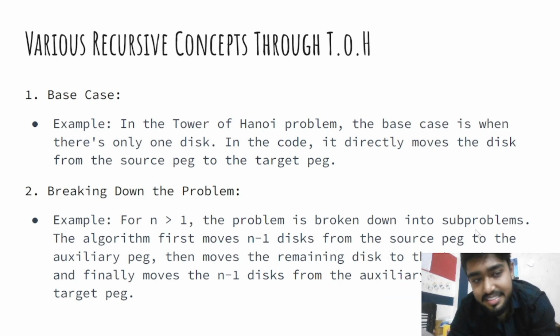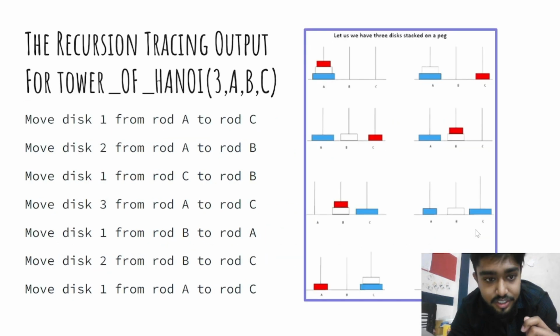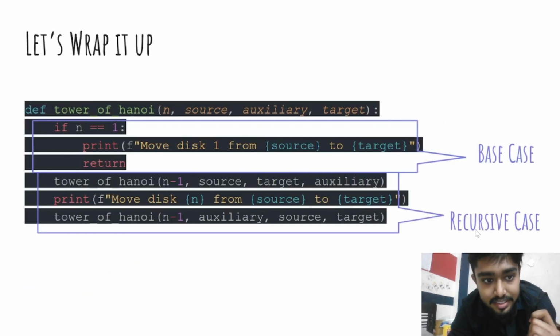Then the last section, various recursive concepts in Tower of Hanoi. The first one is understanding the base case. So you know that in the Tower of Hanoi problem, the base case is when there is only one disk. So you move it directly from source to destination, like this one, the base case.